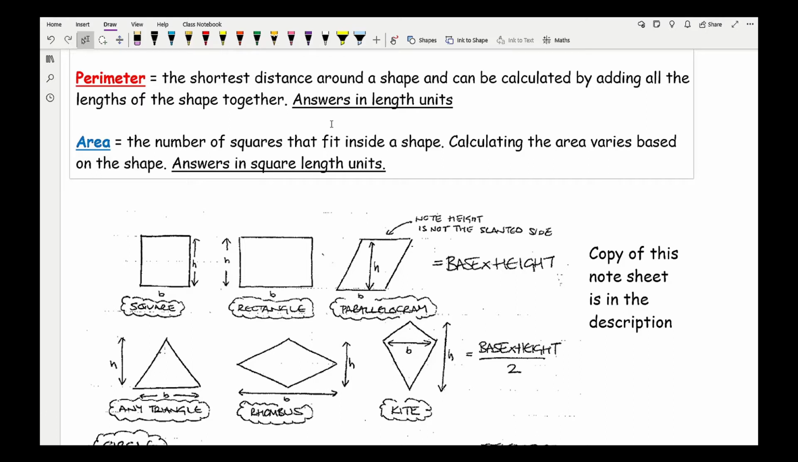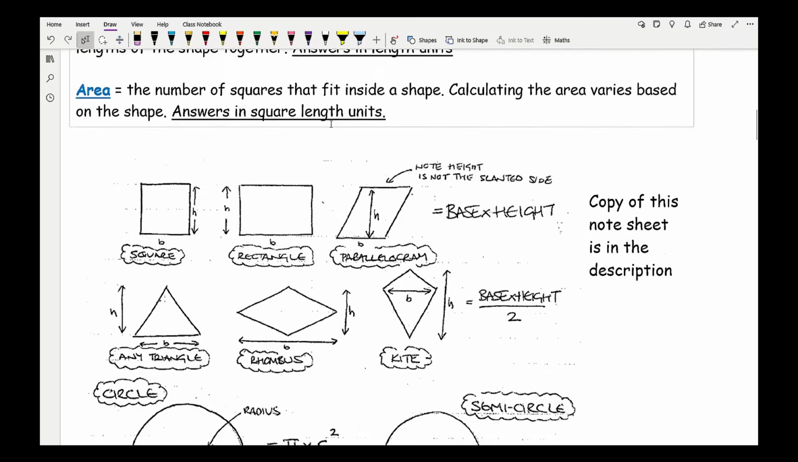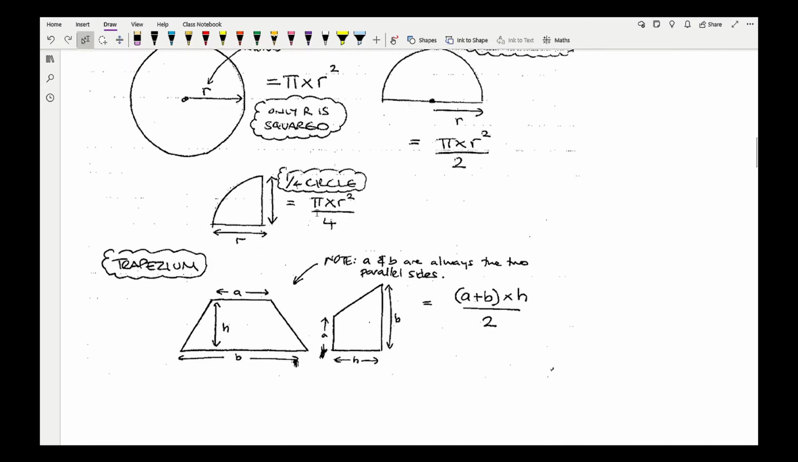Now in terms of a compound shape, they can be an amalgamation of so many different shapes. Now the common shapes that you're probably more aware of are squares, rectangles, parallelograms, triangles, rhombuses, kites, then you've got circles, and then you've also got trapeziums.